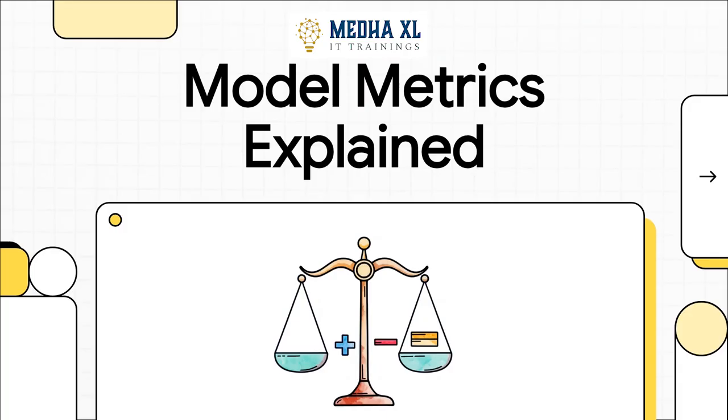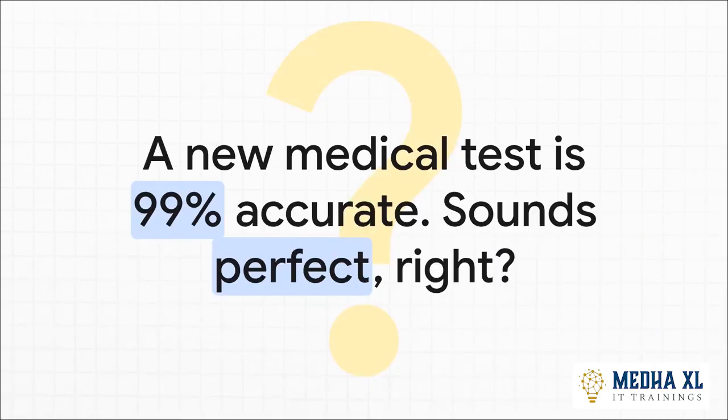All right, let's dive into a question that seems simple but is actually a huge deal in data science. How can a model or a test be 99% accurate and still be completely dangerously wrong? Let's break it down. Okay, so picture this. There's a new medical test, and the company says it's 99% accurate. I mean, that sounds amazing, doesn't it? You'd feel pretty confident in that result.